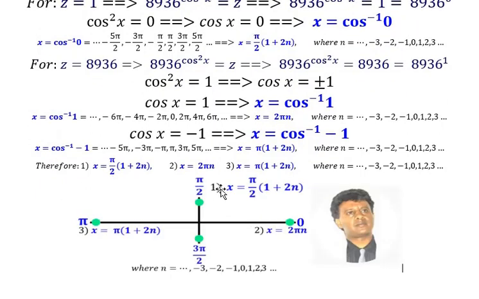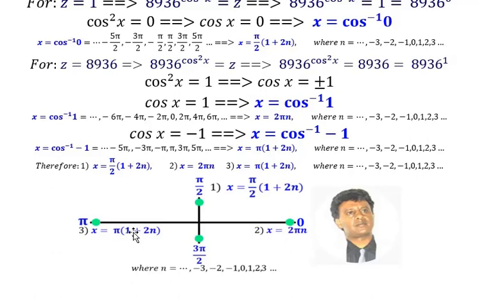So in graphic format, the solution, number 1, is x equals pi over 2 times 1 plus 2n, where it is pi over 2 and 3 pi over 2. When n is 0, it is pi over 2. When n is 1, it is 3 pi over 2. When n is 2, it is 5 pi over 2. When n is 3, it is 7 pi over 2. And it fluctuates between pi over 2 and 3 pi over 2.